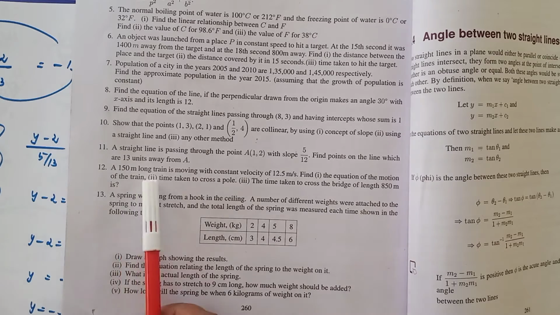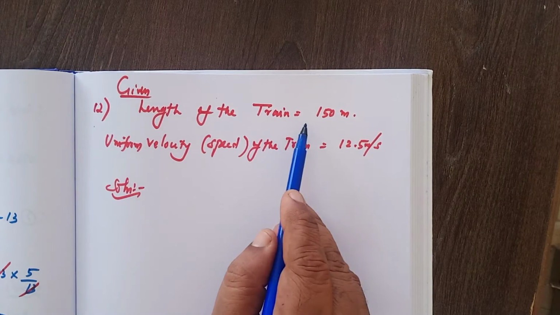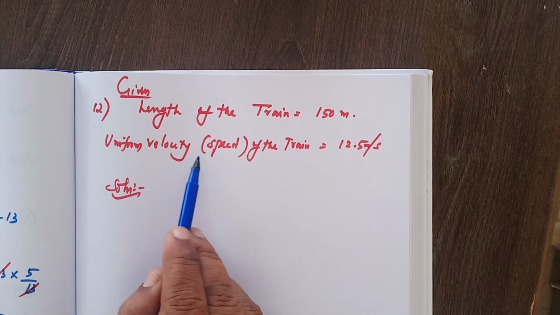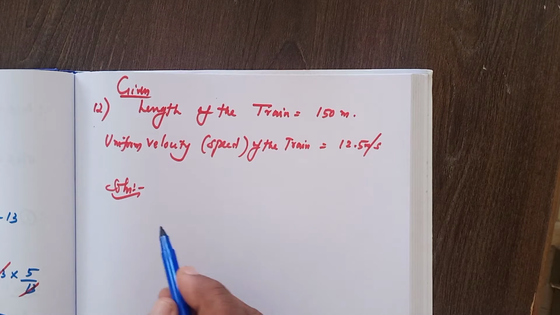The length of the train is 150 meters. You are given the length of the train, that is 150 meters, and uniform velocity. That means the speed of the train is also given. You are asked to find out the equation of motion of the train.